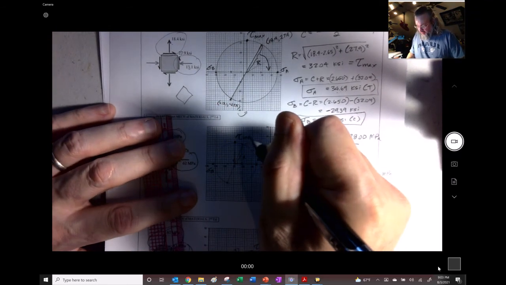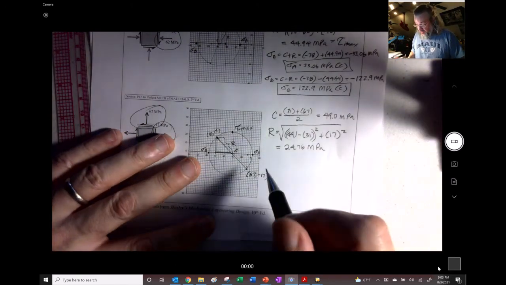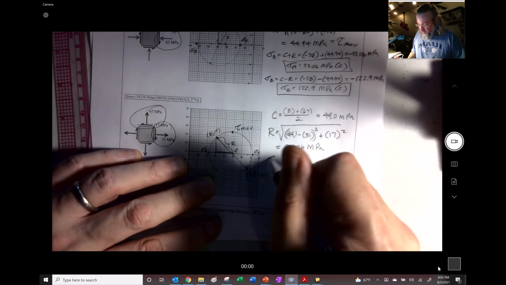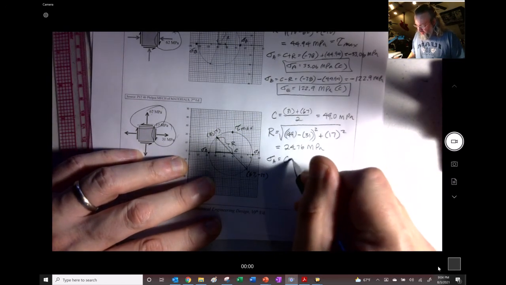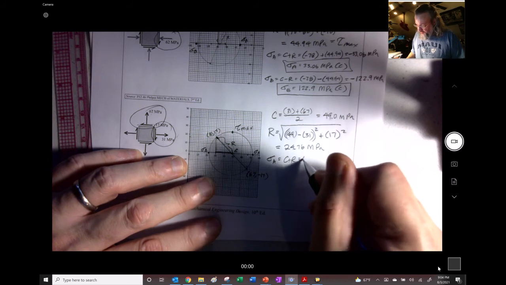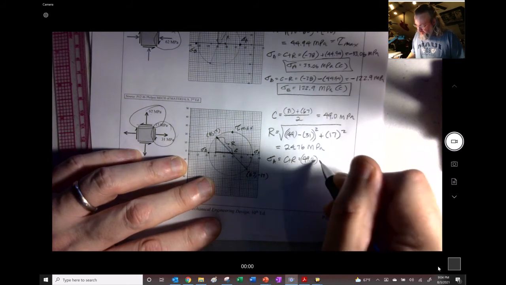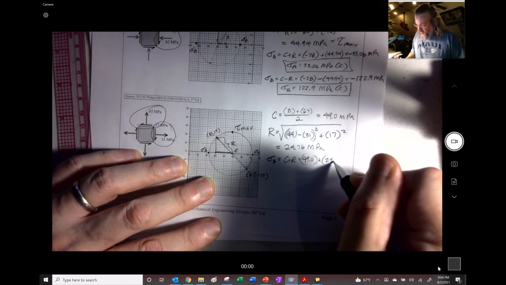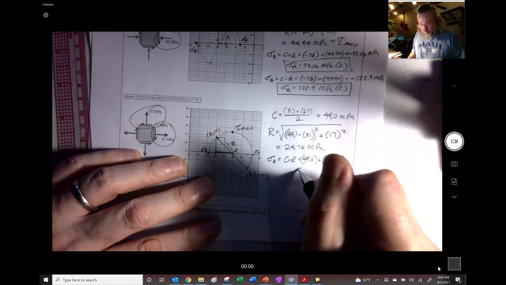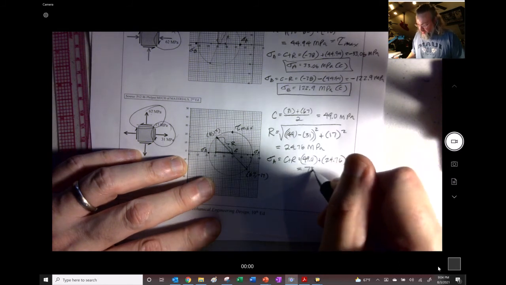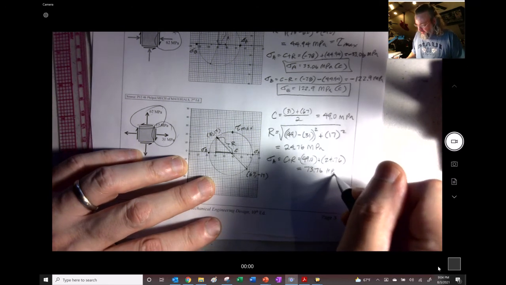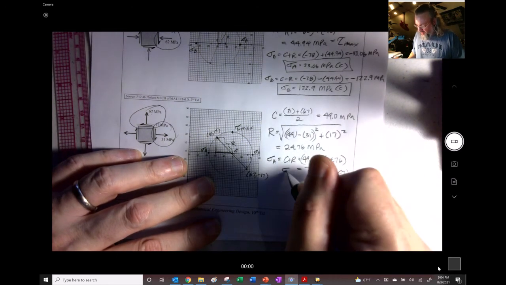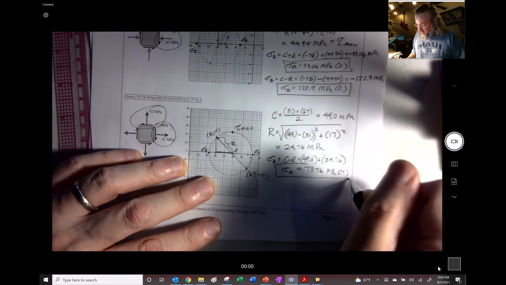Tau max. For the time being, we're going to change that in the next class when we do the 3D Mohr circle. So sigma A is just going to be C plus R, which is 49.0 plus our 24.76. So that ends up being 73.76 megapascals, and that's in tension, so I'm going to write that right there, and I can actually box that up.